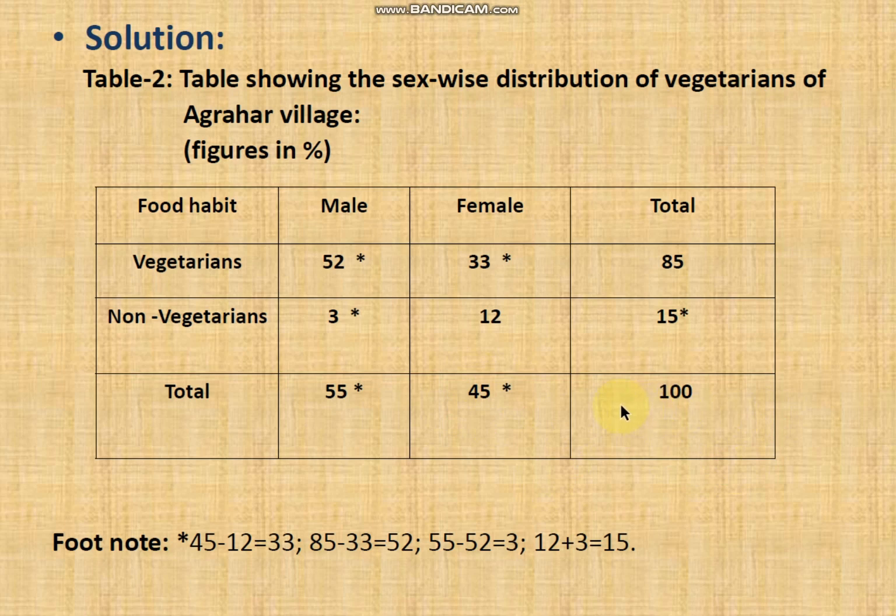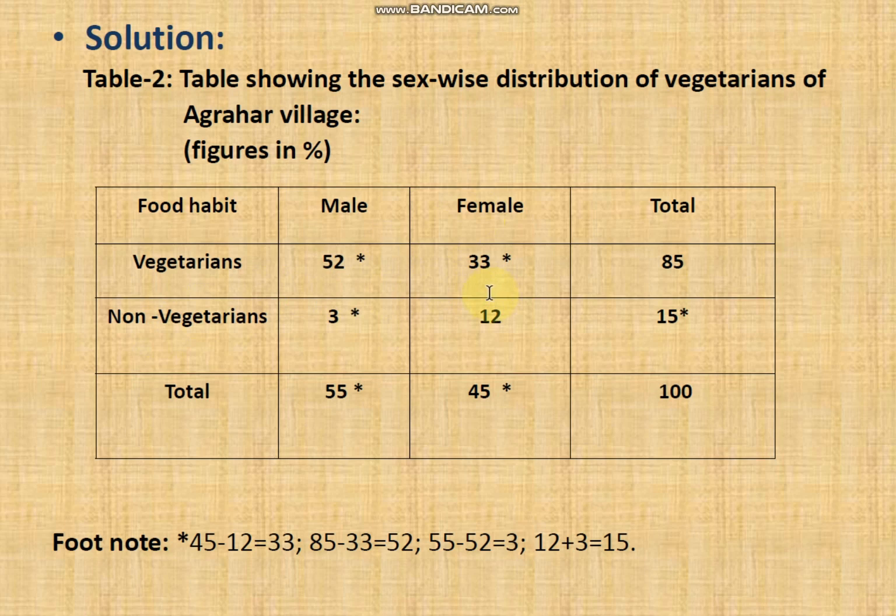Next. Now you have got 45 here. This 45 represents the total number of females, whether they are vegetarians or non-vegetarians. Both of them together are females here. So you have 45 here, and you already had 12 here. That is, out of 45% of the females, 12% were non-vegetarians. So 45 minus 12 will be 33. So 33% of the females are vegetarians.